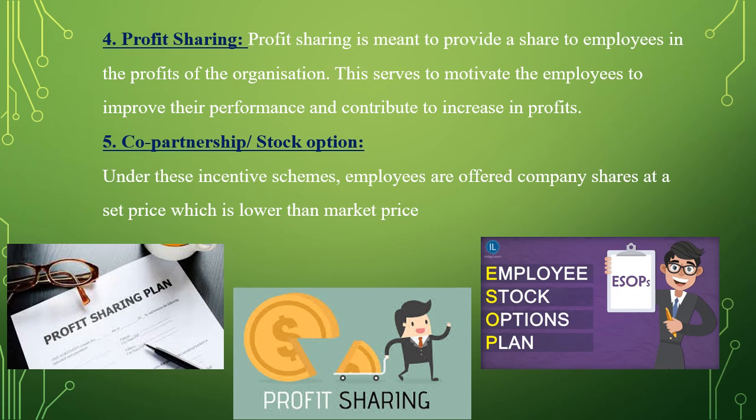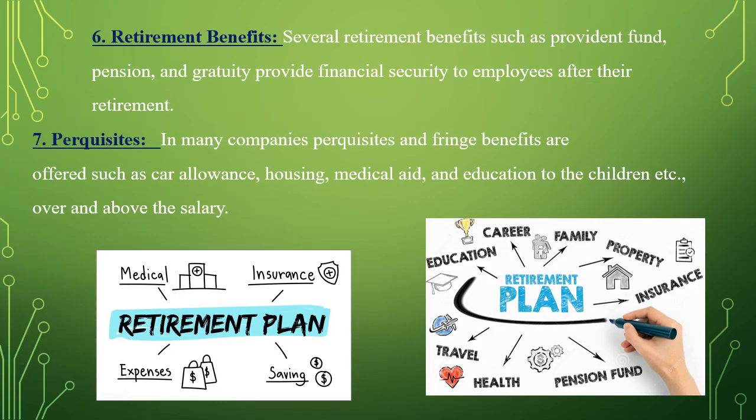So what is this? Under these incentive schemes, employees are offered company shares at a set price. Set price means a price lower than the market price. If the market price is 100 rupees, the organization would sell the shares at 10 rupees. Why? Because you're the employees of the organization. Look at the diagram here. It says employee stock options plan. Okay, so the next one is retirement benefit.